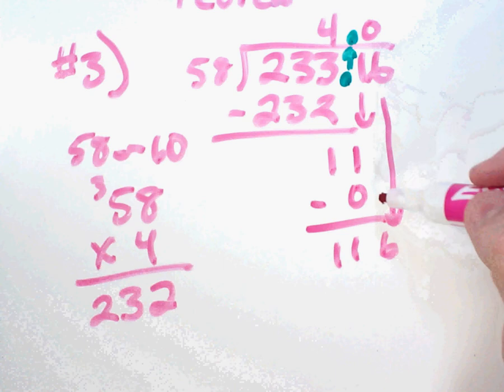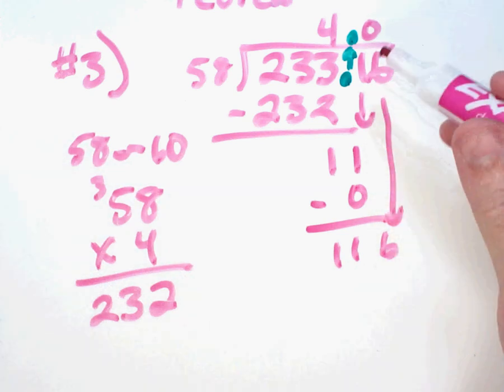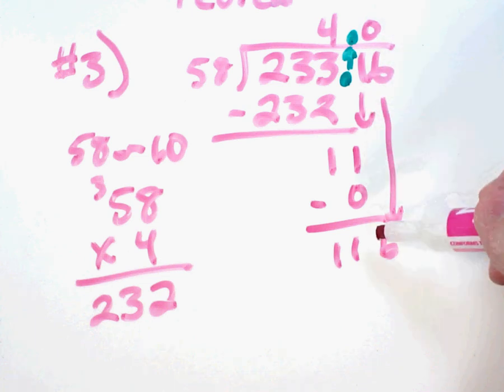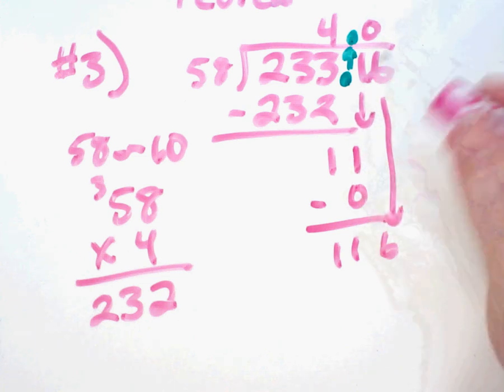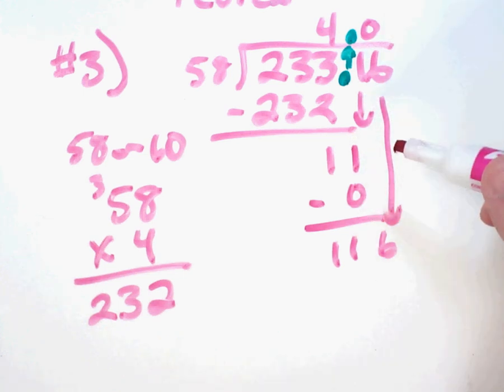The problem with this is if you're not real fluent in this process, don't skip that part. Go ahead and write the 0 in there because that'll just help you with the flow. First you do this step, then you do this step, and so on and so forth.